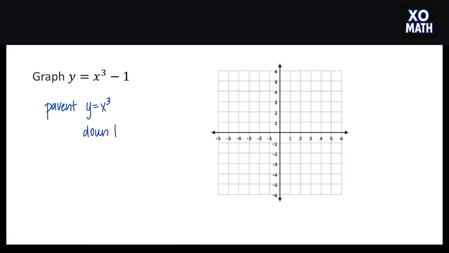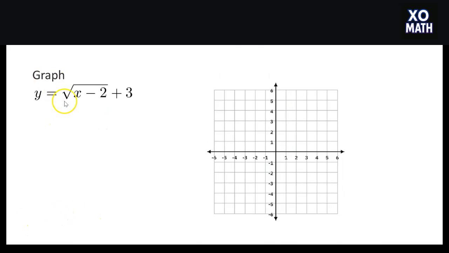Let's start by graphing the parent function x cubed, which passes through the origin 0, 0. 1 cubed is 1, negative 1 cubed is negative 1, and then we have the general shape here. So this is y equals x cubed. And then we're going to move all of these points down 1 unit and create that same general shape to graph x cubed minus 1.